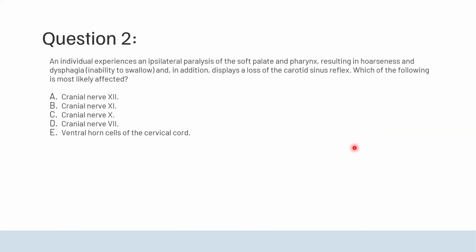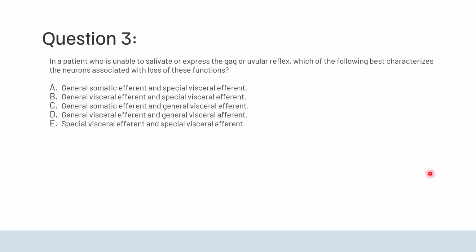This is C. The reason for that is, first of all, the soft palate and pharynx are affected, which can either be the glossopharyngeal or the vagus. However, as we come to read hoarseness and a loss of the carotid sinus reflex, which is one of the viscera as it goes downwards, we can start to think immediately of our vagus nerve or cranial nerve number 10. All right, next one.